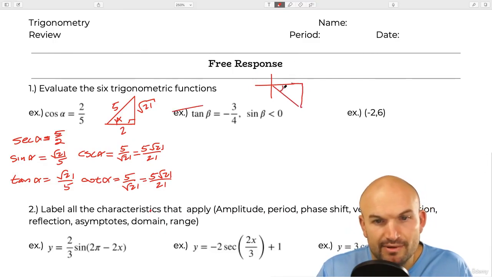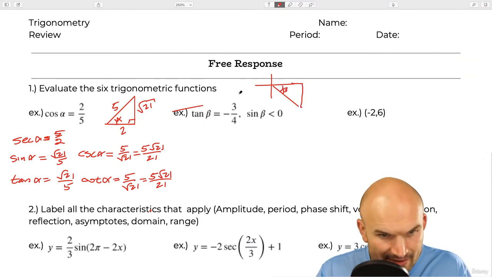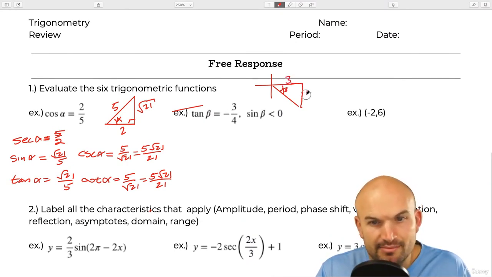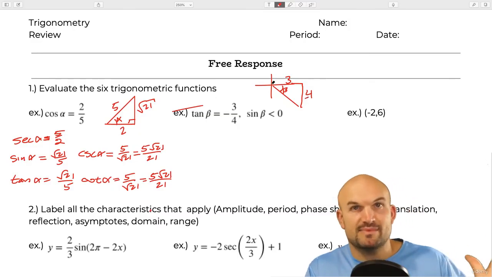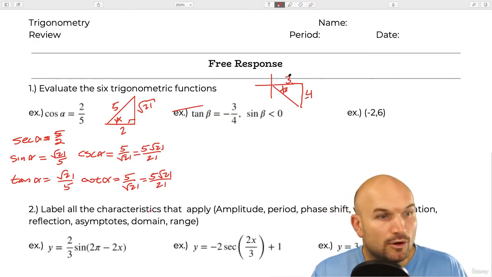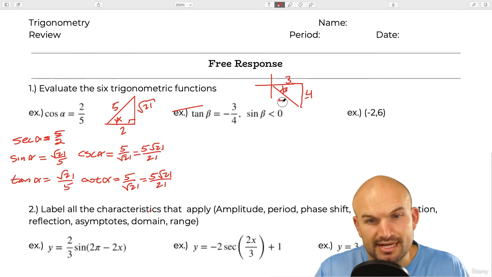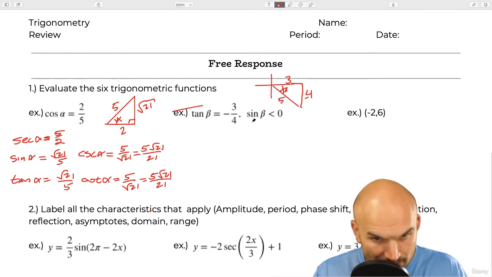Okay, so we can put beta anywhere. I'll put a beta here. Tangent is opposite over adjacent. Well, that can't be a negative 3, right? That's going to be a negative 4, because it doesn't make sense for 3 to be a negative over here. Hopefully you recognize this is a Pythagorean triple, so this answer right there is going to be 5.